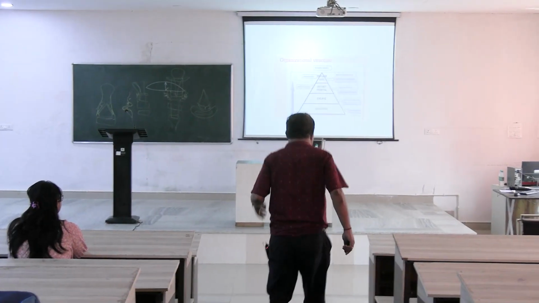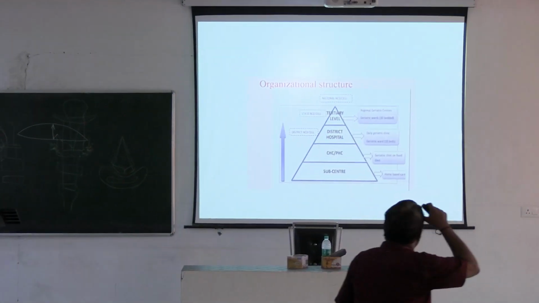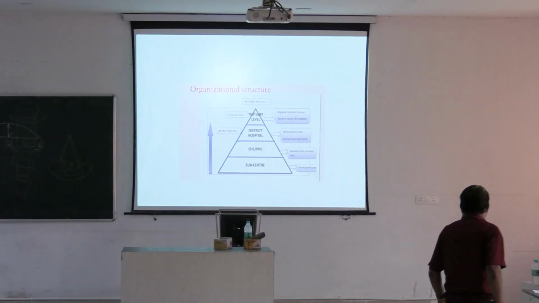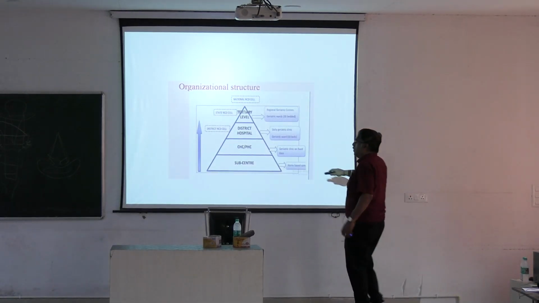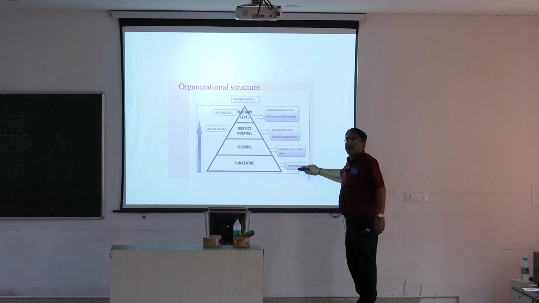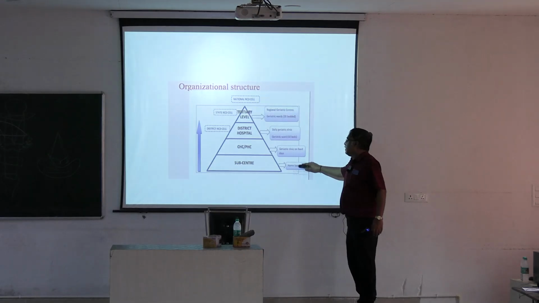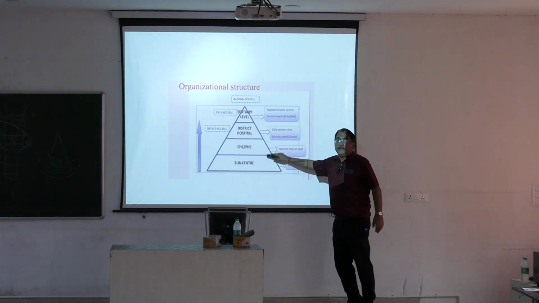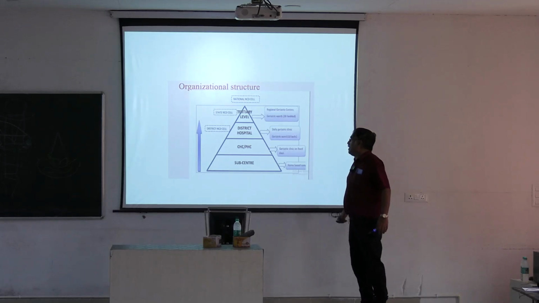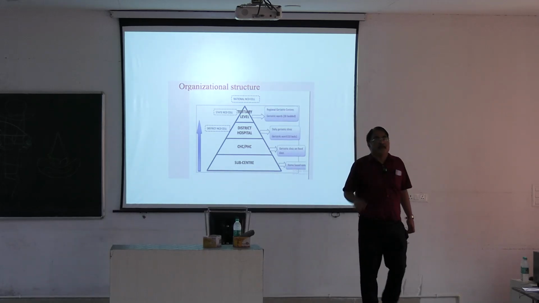So again, this is the expected outcome. At the sub-center level, we have home-based care, the domiciliary care, when the public health nurse comes to the house. The second level is the PHC, where you have a geriatric clinic on fixed days.